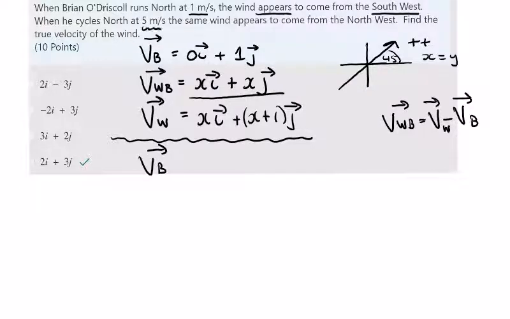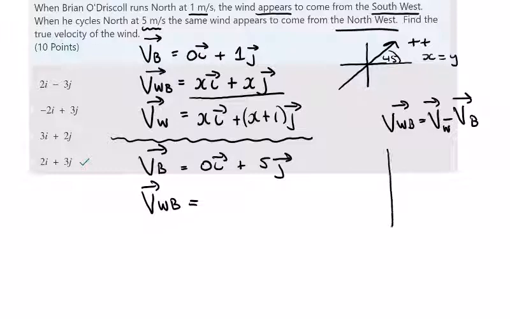Now he's going 5 meters a second, so 0i plus 5j. And you know, when you're cycling, the wind feels different. The wind relative to Brian now appears to come from the northwest, so a completely different direction. It's coming from the northwest. It's going down here again, 45. In this case, it's positive, negative, so x is equal to minus y down here.